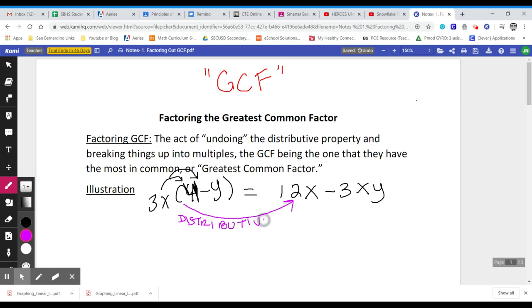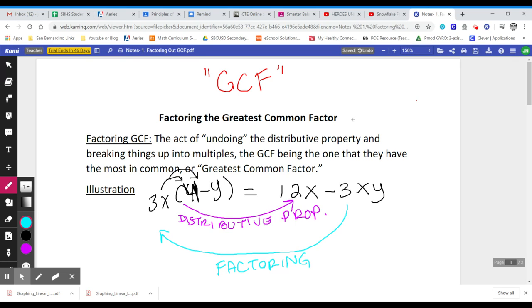So distributive property. And if you do it the other way, like let's say you want to go from here to there, this is called factoring. Specifically, you're factoring out the greatest common factor, or GCF. So I'm going to give you the steps.